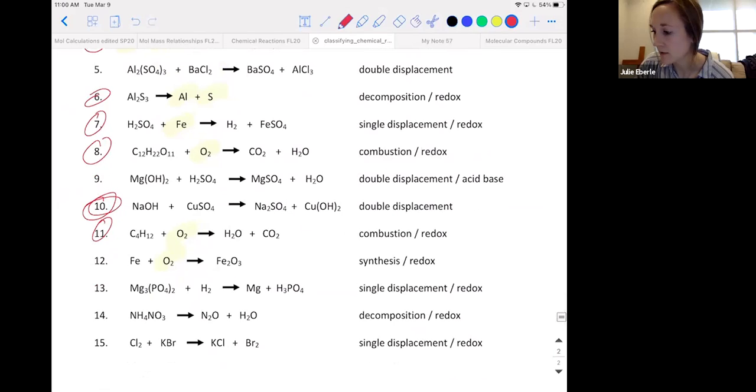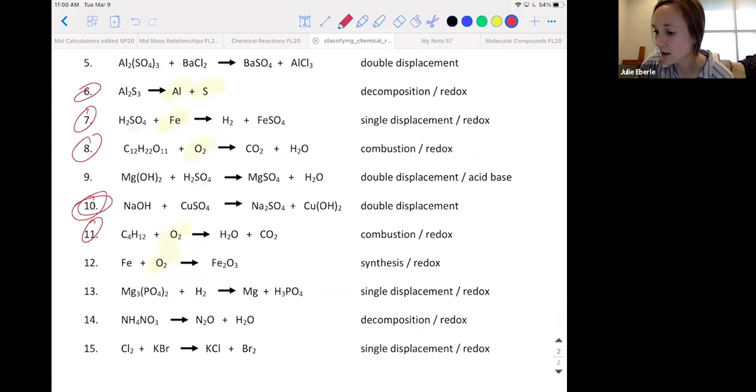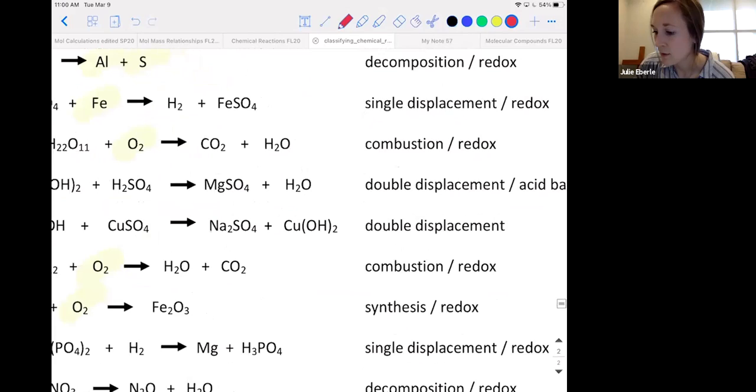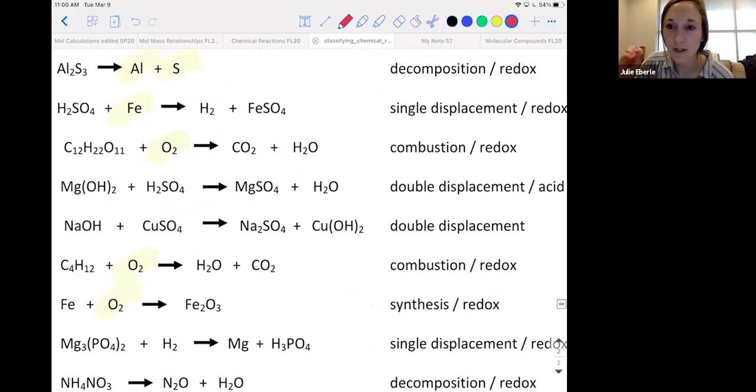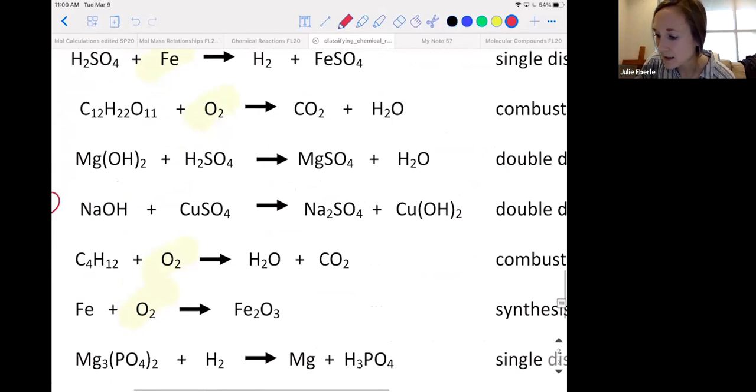All right, 10 is precipitation. How do I know? Let's look at these products. Remember, precipitation is you have two substances that are aqueous on the reactant side, and then one of them forms a solid on the product side. So sodium sulfate, copper hydroxide. Which one of these would form a precipitate?